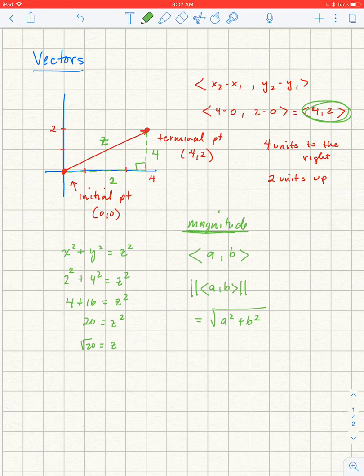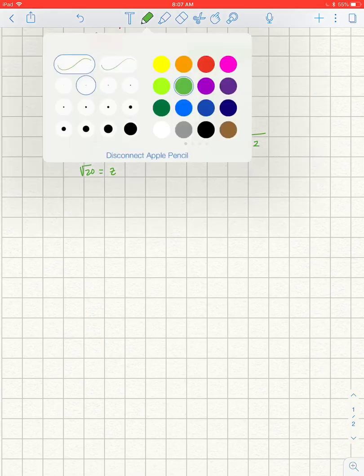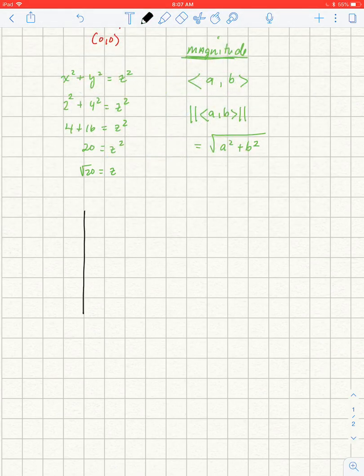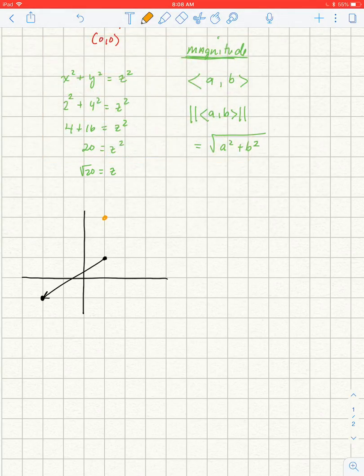Just to go over equivalent vectors, because it doesn't always start at the origin. It could be moved around different places. So let's say we have a vector that starts here, and let's have it end here. Okay, and then let's get another vector that starts here but ends there. So you can see the difference in these two.